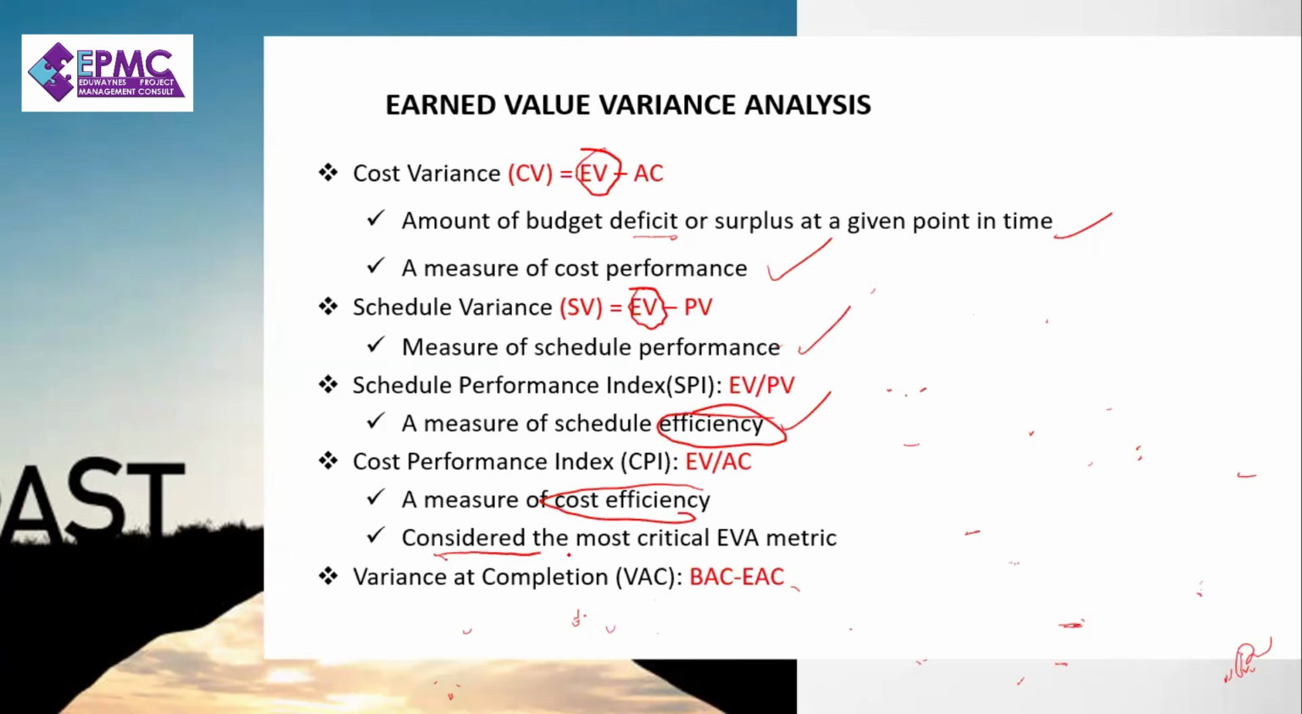This one is considered the most critical EVA metric. You have a question on that. Which one is considered the most critical EVA metric? It is the CPI. The guy says why? Because when your project is running late, if you have a problem with your cost, it's difficult to catch. So you want to keep an eye on your CPI, on your cost.